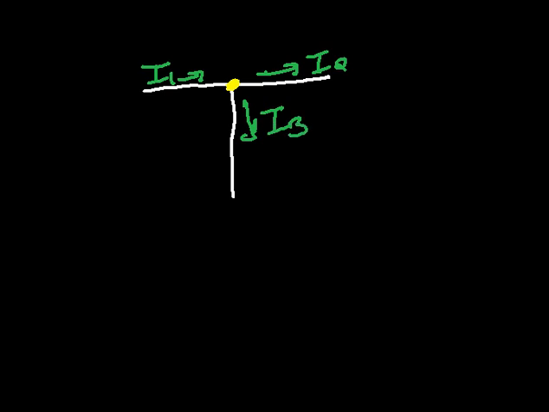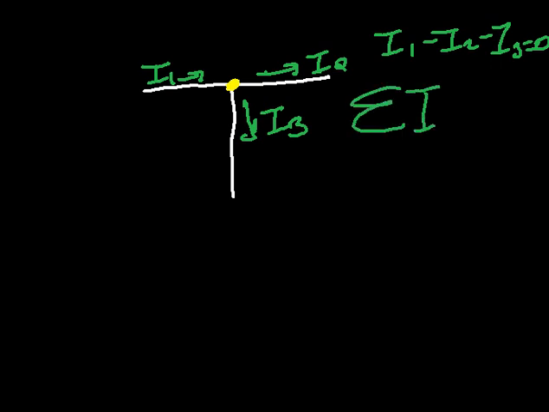According to Kirchhoff's current law, assuming that the current entering the junction is positive and the currents leaving the junction are negative, the summation of the current at the junction is zero. That is to say, I1 minus I2 minus I3 has to be equal to 0. This is according to the Kirchhoff current rule.